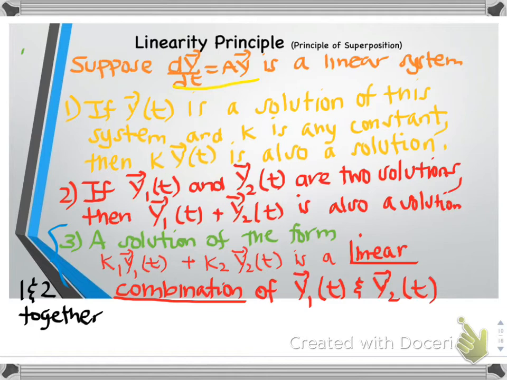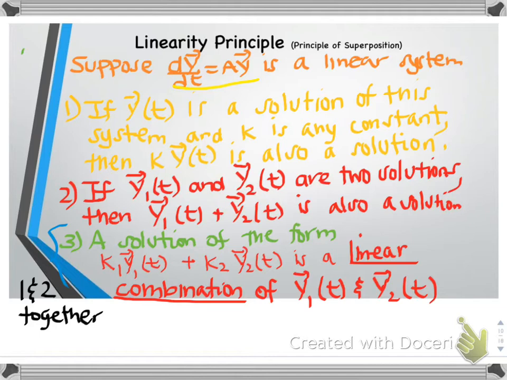Now, that's the first principle: if you can show that y(t) is a solution, then any constant times that y(t) is a solution. But also, if you have two solutions, y1(t) and y2(t), then if you add them together, y1(t) plus y2(t) is also a solution, okay? So you could just put them together.